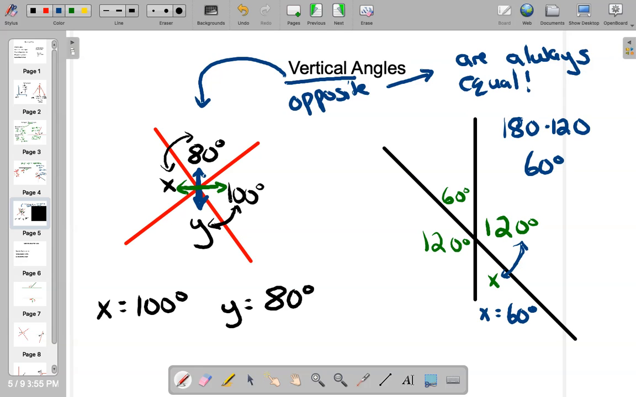The other way that I could have gotten it is by looking here and going directly across. And I know that because they are vertical angles, x should be the same as 60 degrees, and that would give us our answer.